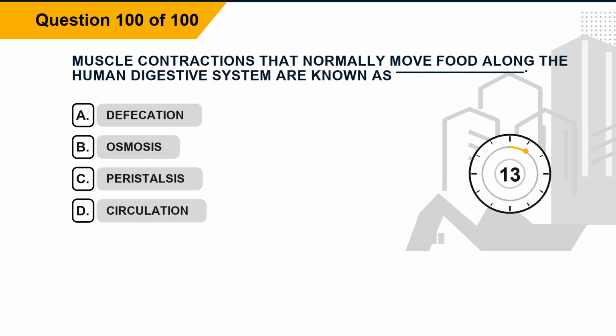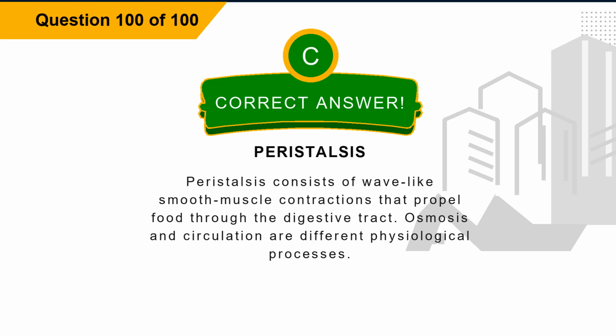Question 100. Muscle contractions that normally move food along the human digestive system are known as blank. Option A, defecation. Option B, osmosis. Option C, peristalsis. Option D, circulation. The correct answer is option C, peristalsis. Explanation: peristalsis consists of wave-like smooth muscle contractions that propel food through the digestive tract. Osmosis and circulation are different physiological processes.